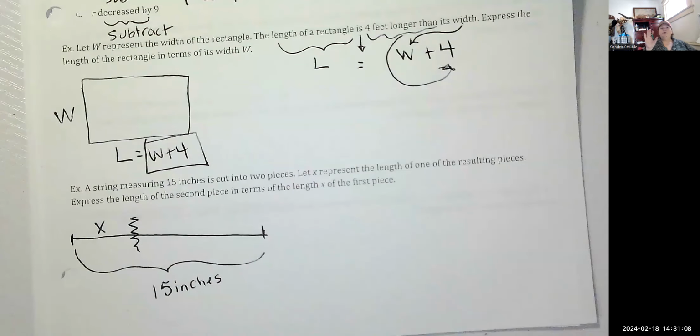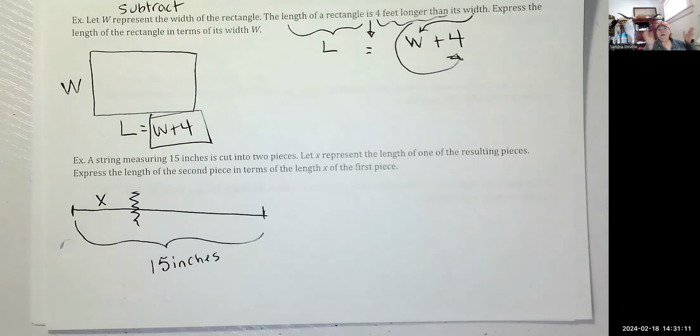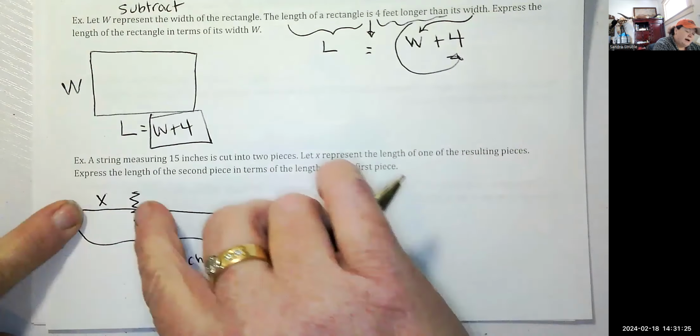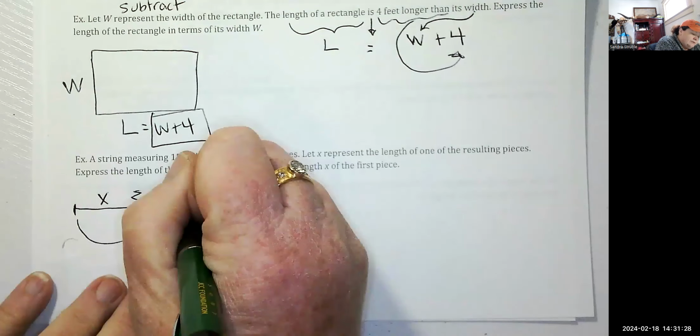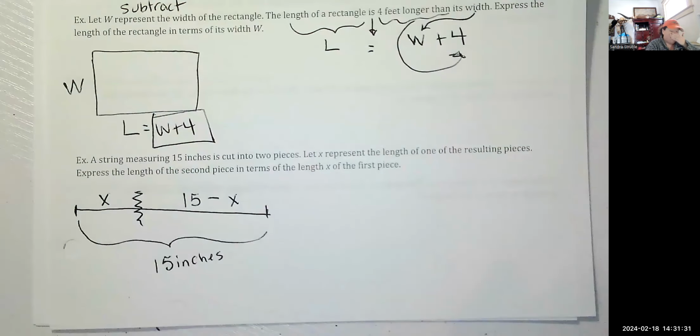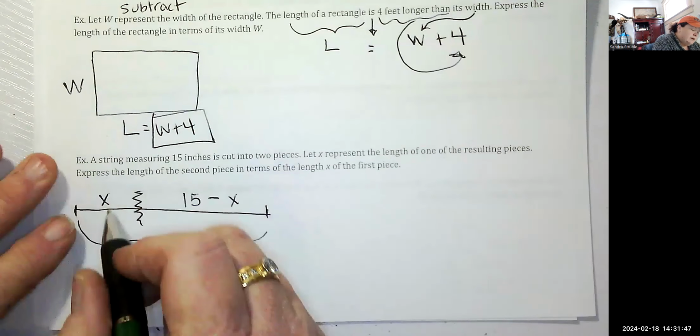If I know the whole thing is 15 and this one section is X, how do I know what the other section is? Well, it has to be 15 minus X. It has to be the whole thing minus X. So this piece is 15 minus X, the length of the whole thing minus that one section. That's all they wanted to know: express the length of the second piece. Let's just say that this piece was 4 inches.